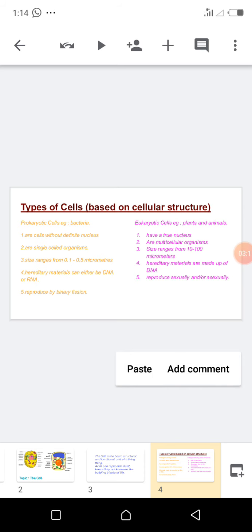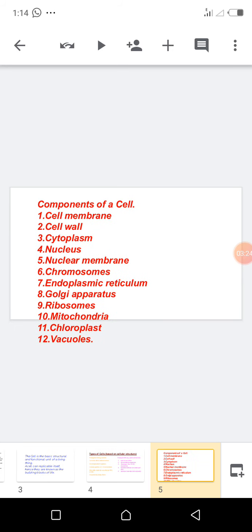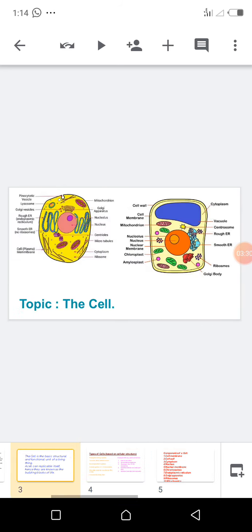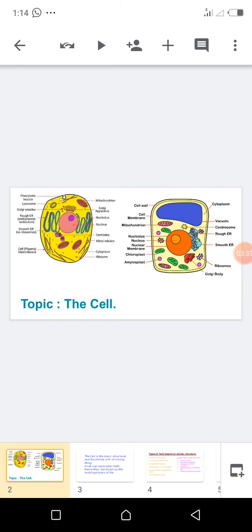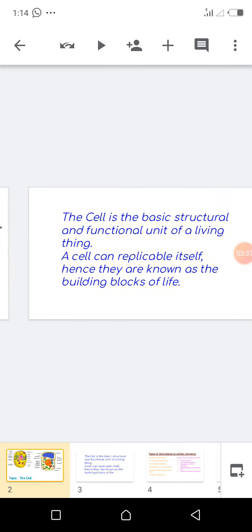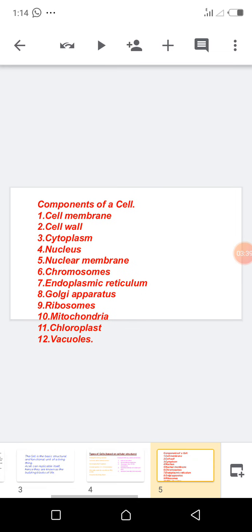Now, there are two types of eukaryotic cells, where we have plants and animals. So there we have plant and animal cells, like you saw on the second page here, the plant and the animal cells. Now, the major difference between a plant and an animal cell is the presence of the chloroplast in the plant cells. So that takes us to components of a cell.